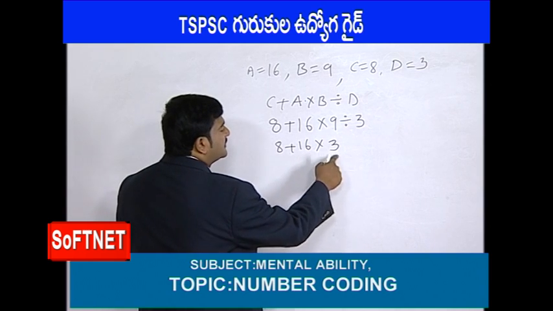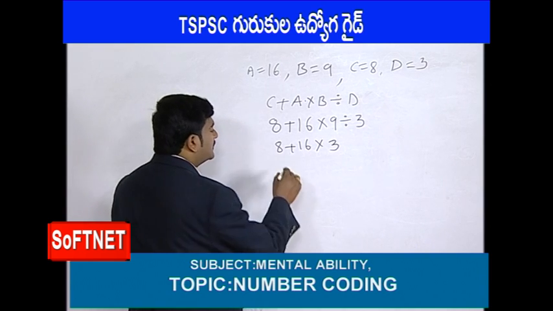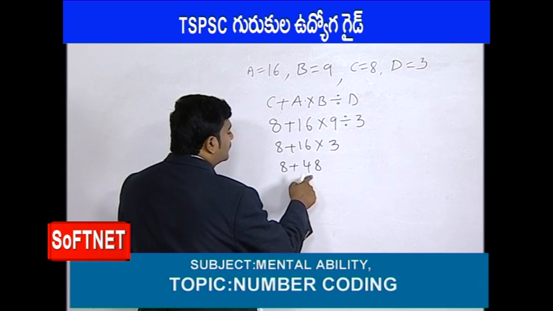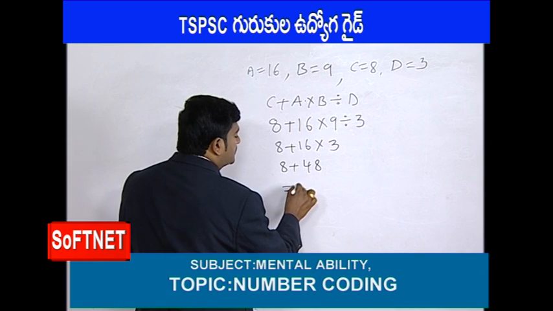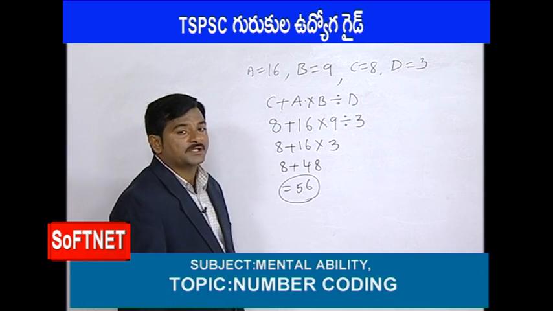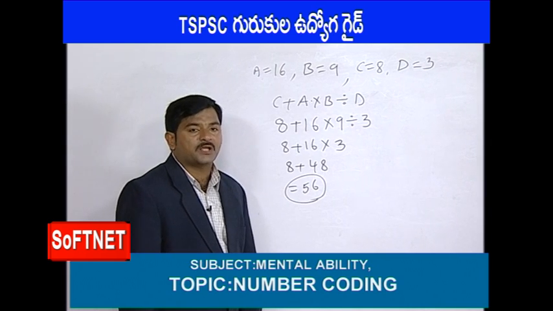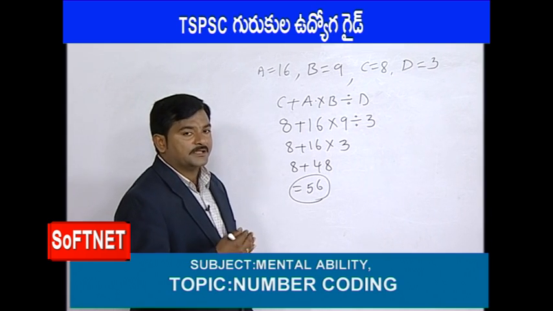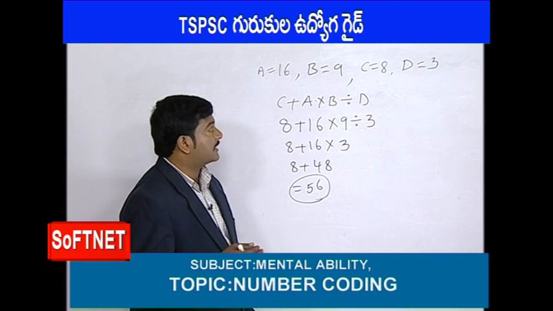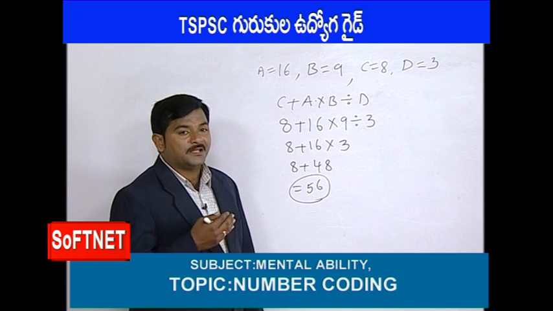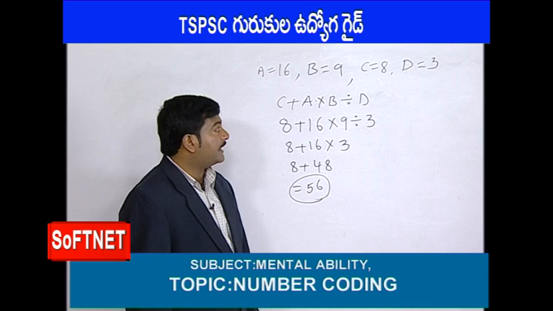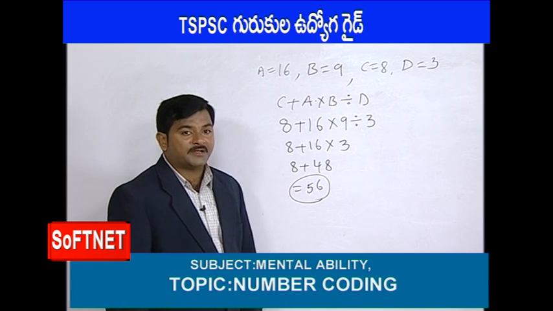So 16 threes are 48. 48 plus 8, how much am I getting? 56. Hence the answer for the given question is how much here? 56. Okay, I repeat this question once again. In a certain code language, A means 16, B means 9, C means 8, D means 3. Then he asked to find the value of C plus A into B divided by D.